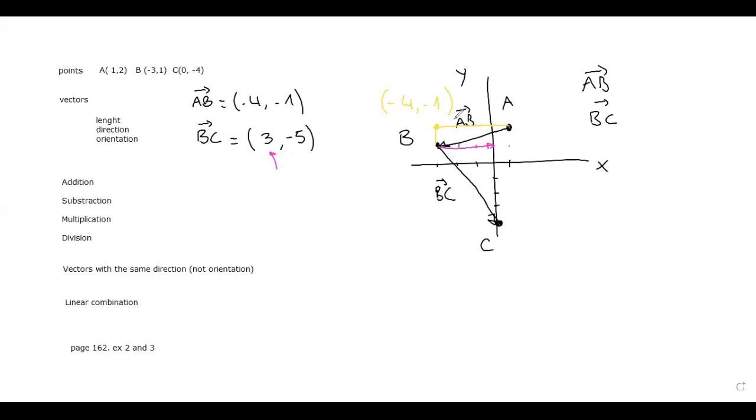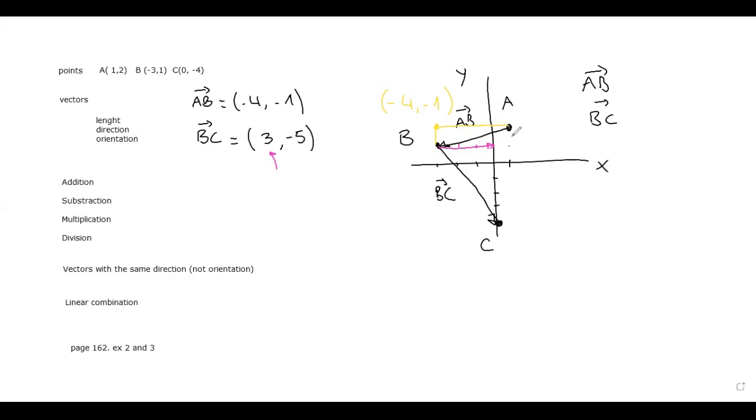Sometimes we don't have the picture, or sometimes we have bigger numbers, so it's easier to just calculate it as I've told you. Okay, one vector is unique in the way that it has its own length, one direction, and one orientation. What's the difference between direction and orientation?